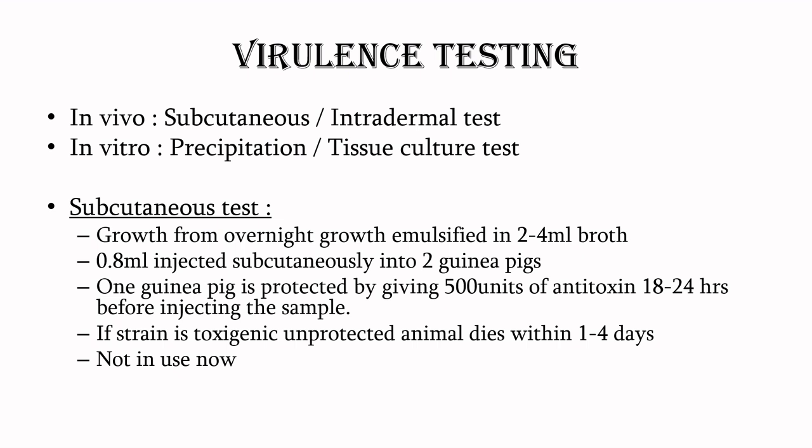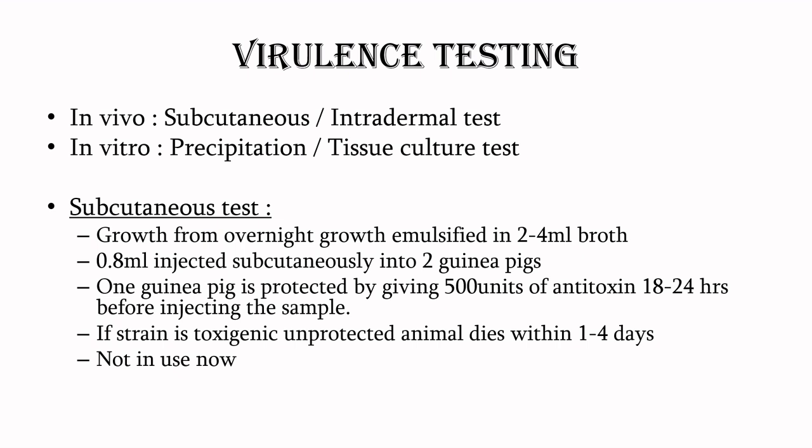Now, the most important part is the virulence testing. Here you have two different types: in vivo testing and in vitro testing. Earlier, what they used to do was use animal experiments or animal models. Generally, they will grow this bacterium on a culture medium overnight and nicely mix it in a broth solution. Take 0.8 ml of this solution and give it subcutaneously to 2 guinea pigs, and one of them is protected by giving 500 units of antitoxin around a day before doing this experiment.